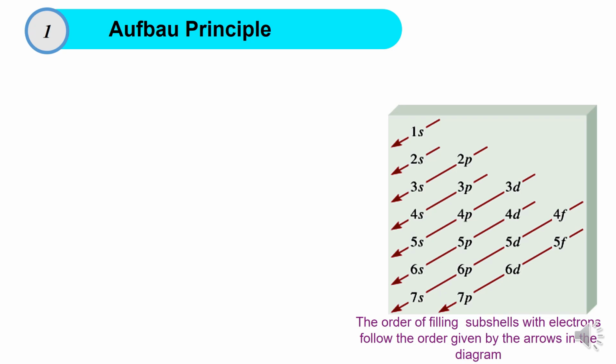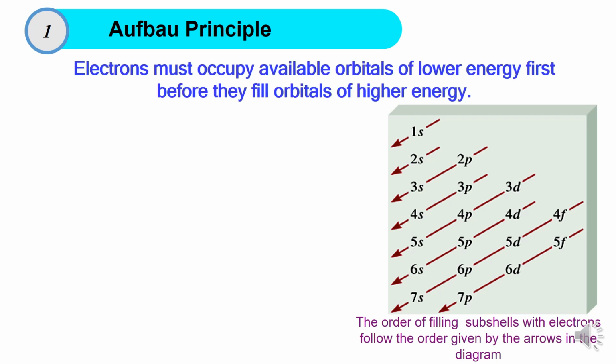Aufbau Principle states that electrons must occupy available orbitals of lower energy first before they fill orbitals of higher energy. This means that electrons should occupy the orbital with the lowest energy before it enters the ones with higher energy.